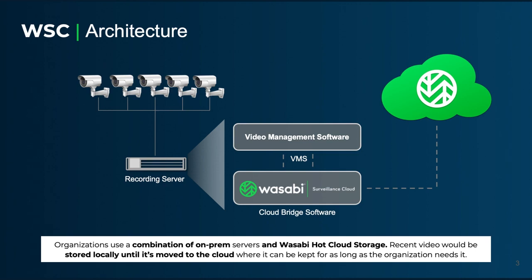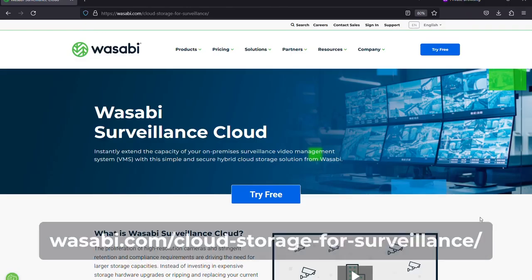Now, before we get started, all you need is an email address to sign up for the Wasabi Surveillance Cloud account and a Windows machine to install the Wasabi Surveillance Cloud software. You can find the minimum system requirements for the Windows machine as well as all the installation instructions at this link. Alright, let's get started.